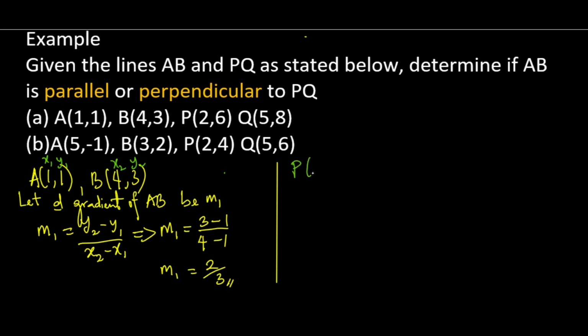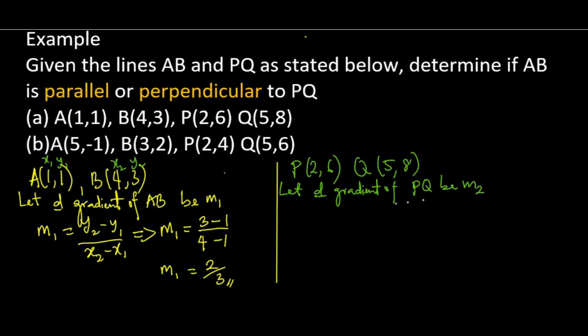We now look at PQ, which is already given for question A. The same thing, we say that let the gradient of PQ be M2. M2 is equal to Y2 minus Y1 over X2 minus X1. Okay, this is X1, this is Y1. Okay, this is X2, you have Y2. Okay, so we put everything there.